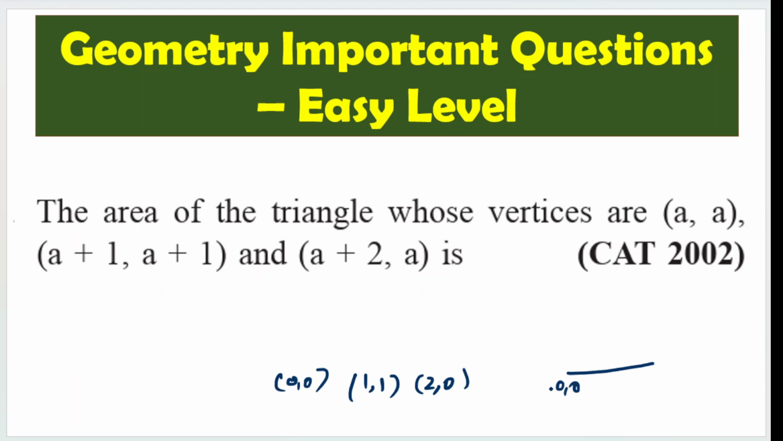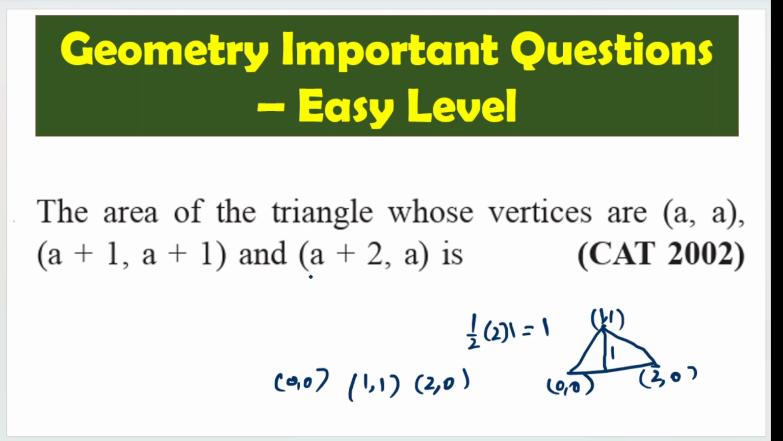(0, 0) is at the origin, and (2, 0) is here, and (1, 1) is here. This is such a simple triangle now. What is the area of the triangle? Half into base into height. We know the height is 1, because this is (1, 1), so y is 1. What is the base? The base is 2. Half into 2 into 1 is equal to 1.